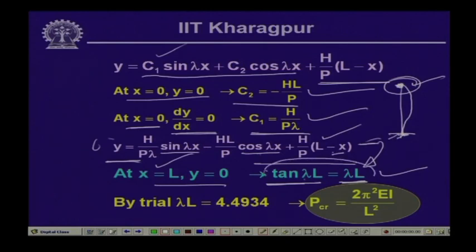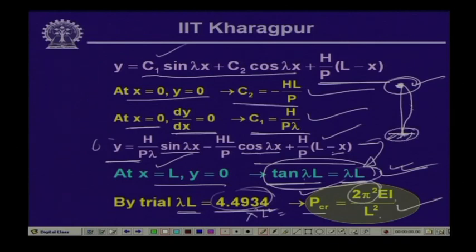Now, this particular equation is solved by trial, and we get a value of lambda L equals 4.4934. When you square this up, lambda square L square is approximately equal to 2 pi square. And so, the minimum value of the load P will be equal to 2 pi square E I over L square. So, when a column member is fixed at one end and hinged at the other, the critical load is 2 pi square E I over L square.